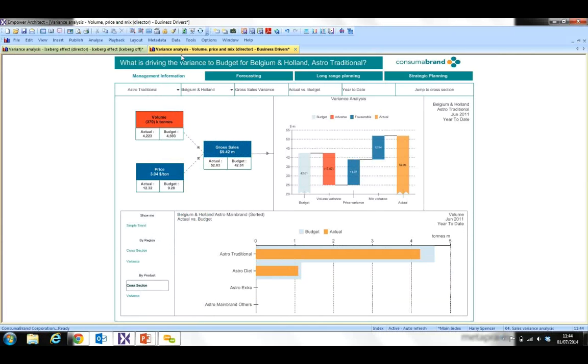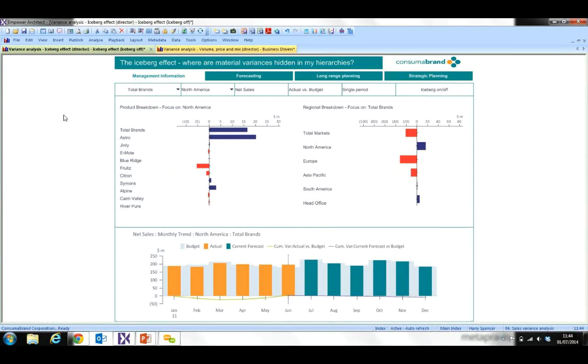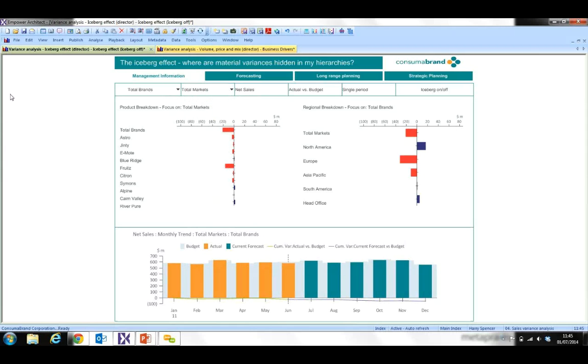So the second type of analysis I wanted to show is what we call the iceberg analysis, which is related because we're again enhancing the power of our variance analysis. So if I go back up to the top level of this business, across total markets and across all my brands, I can see that I've got an unfavorable variance of about $21 million for the year to date.